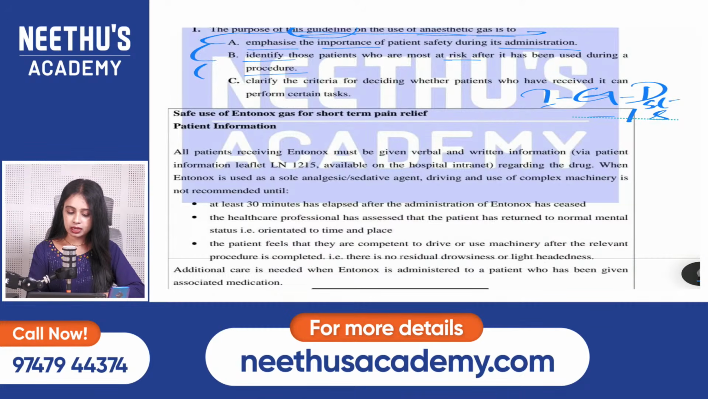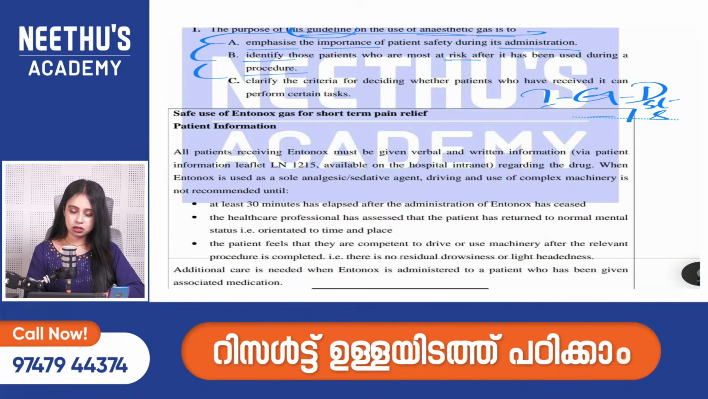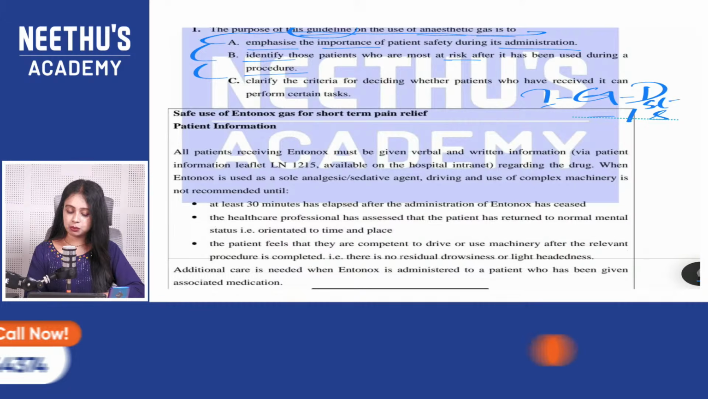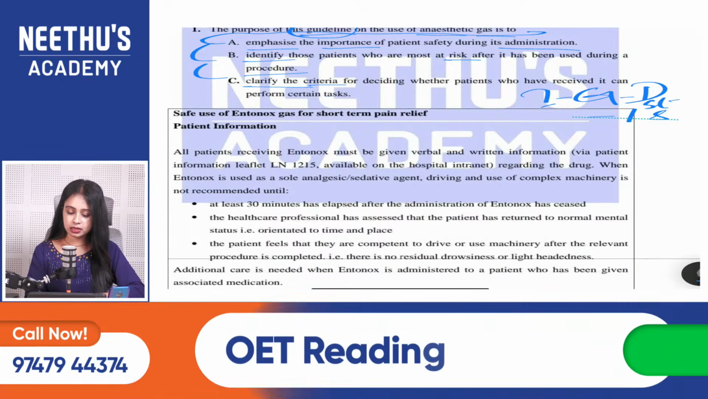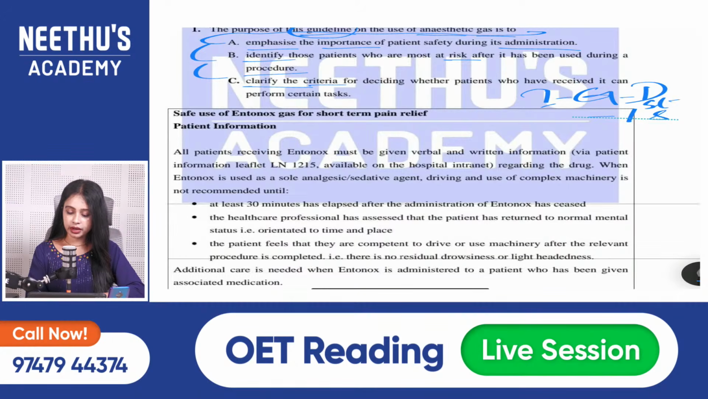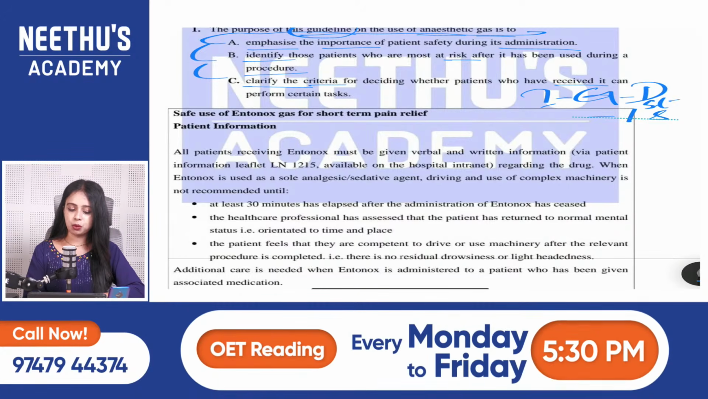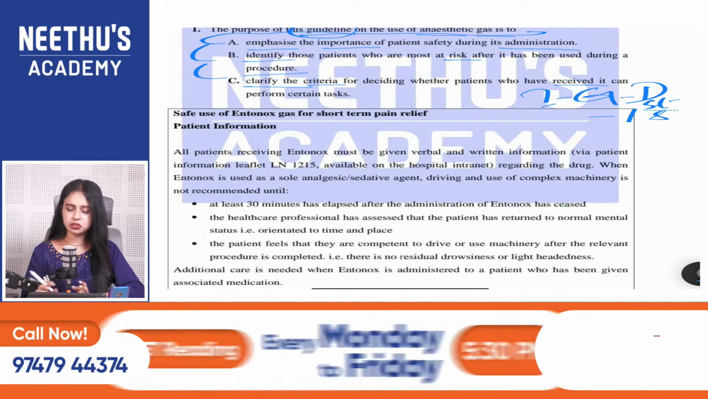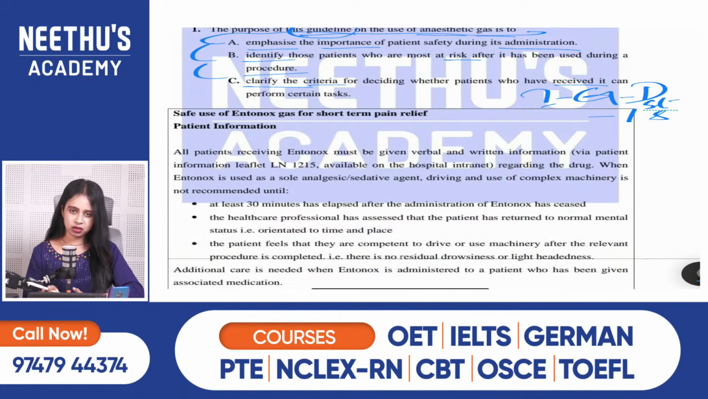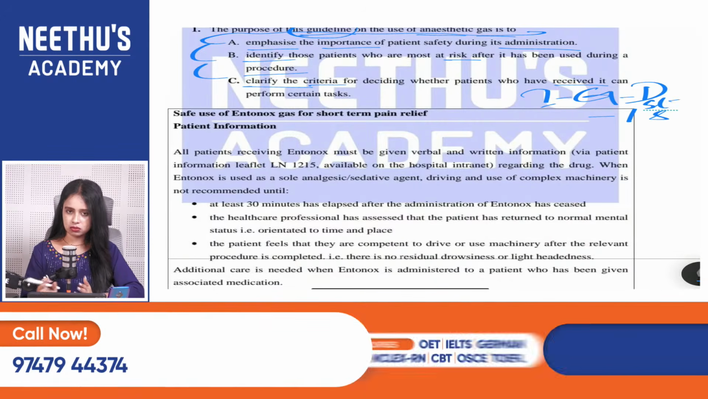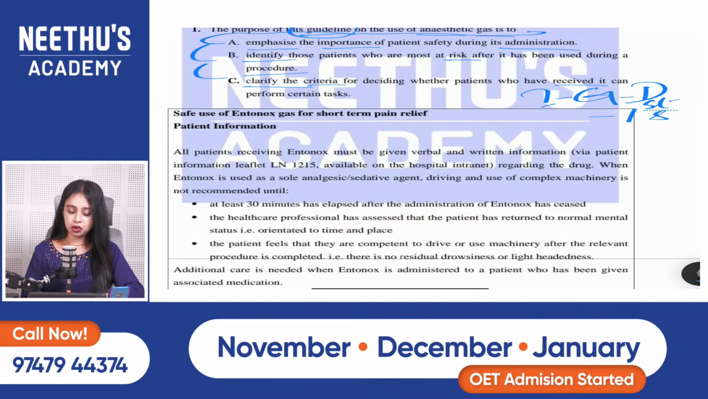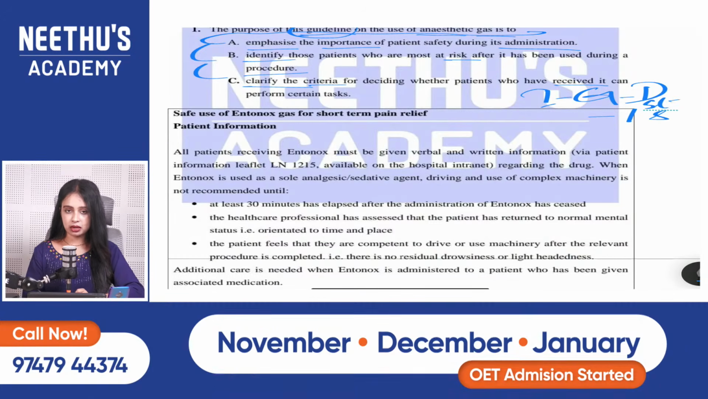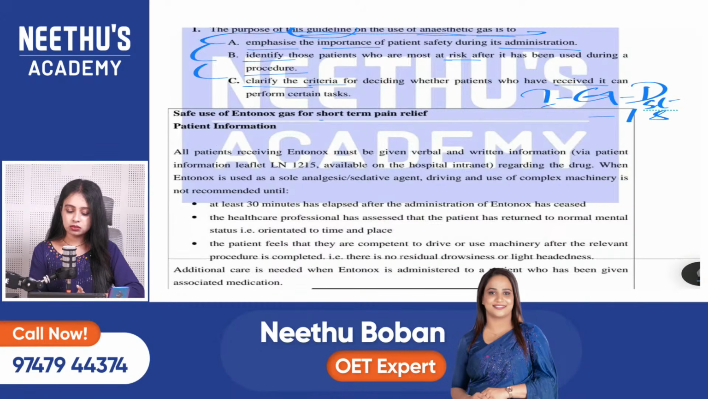And option C: anesthetic gas is to clarify the criteria for deciding whether patients who have received it can perform certain tasks. My keywords are clarify, criteria, and then deciding or received. These are my keywords from option C. As you can see, these options are a little bit lengthier than what we usually deal with. But let's see what the correct answer is. So, safe use of Entonox gas for short-term pain relief. And we are using this gas for pain relief.